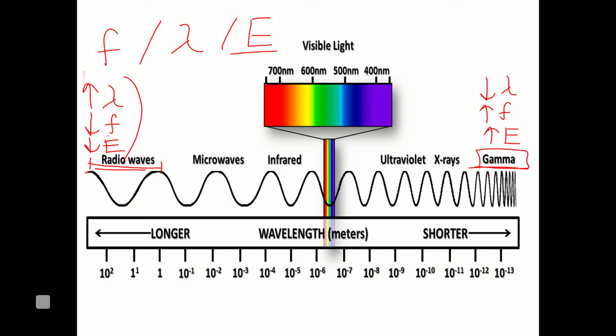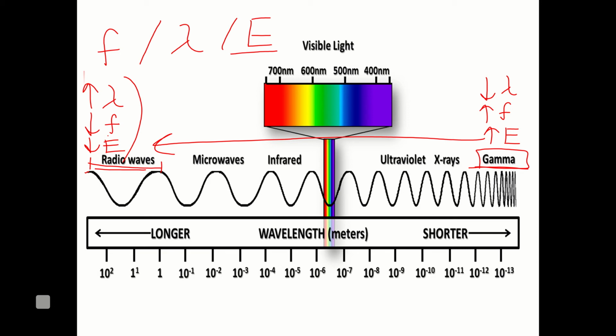So gamma is the most energetic and dangerous form of electromagnetic radiation. We talked about that all the way back when we talked about radiation. All right? Radio waves are the least dangerous. And so if I have to rank these from highest to lowest energy, I just have to go from gamma back to radio waves. So gamma is the highest energy, followed by X-rays, followed by UV, ultraviolet, followed by visible light, infrared, microwaves, and radio waves.